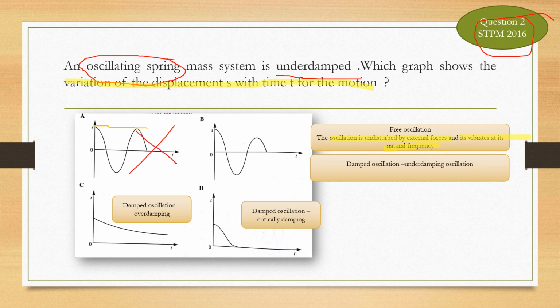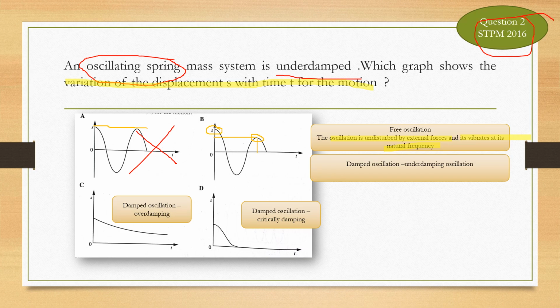Now let's look at B. If you look at B, you will notice the amplitude first was at this position. After some time, the amplitude is in this position. That means the amplitude goes from here to here. So the amplitude decreases.